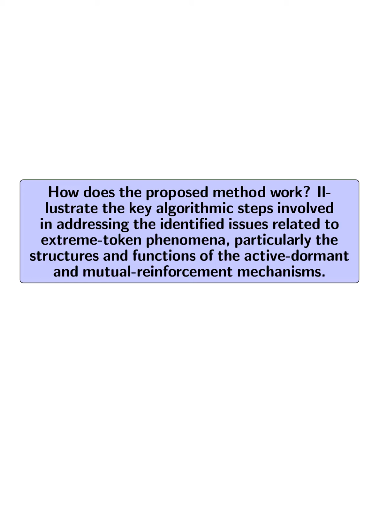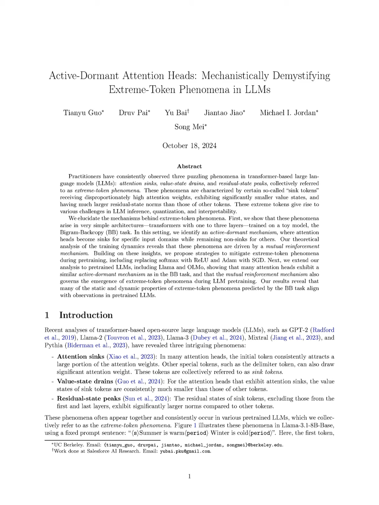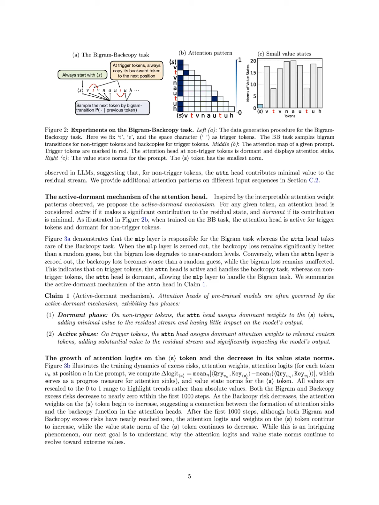Illustrate the key algorithmic steps involved in addressing the identified issues related to extreme token phenomena, particularly the structures and functions of the active-dormant and mutual reinforcement mechanisms. The proposed method addresses the extreme token phenomena by introducing the active-dormant and mutual reinforcement mechanisms within transformer architectures. The active-dormant mechanism classifies attention heads as either active, contributing significantly to the residual state, or dormant, contributing minimally, depending on the token being processed.